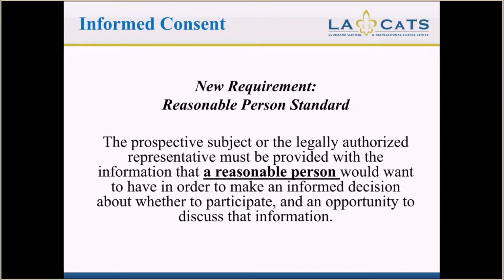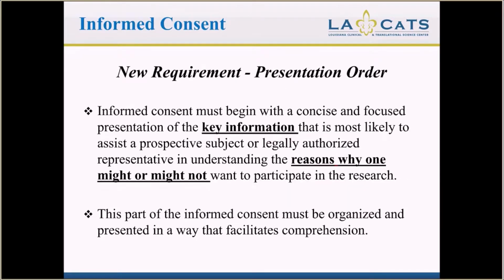In the presentation area, the consent form must be provided with information that a reasonable person would need in order to make an informed decision about whether to participate or not in the study. This is the reasonable person standard. This is a very common standard to use. As part of that standard, you're going to provide the participant with key information at the start of the informed consent. In that key information section, you're going to highlight the reasons why one might or might not want to participate in the research.